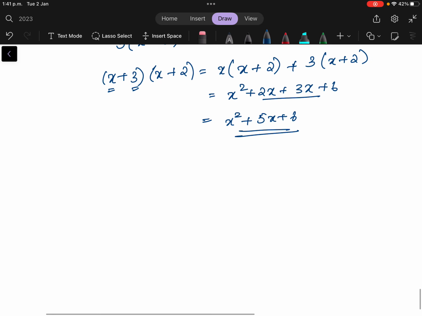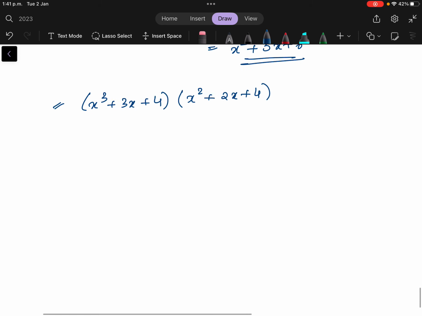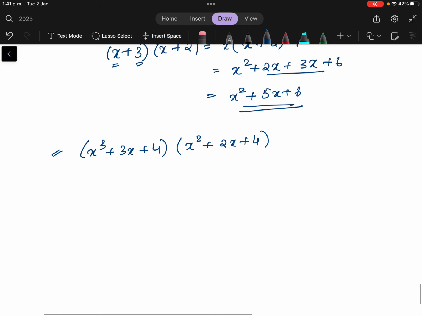and then simplify the like terms, so x square plus 5x plus 6. Okay, now they won't ask any questions like this, so mostly it will be x cube plus 3x plus 4 times x square plus 2x plus 4. Mostly it will be a question like this which will come as a part of a long question, so you will have to know how to work on these questions. So the same principle applies for this also.